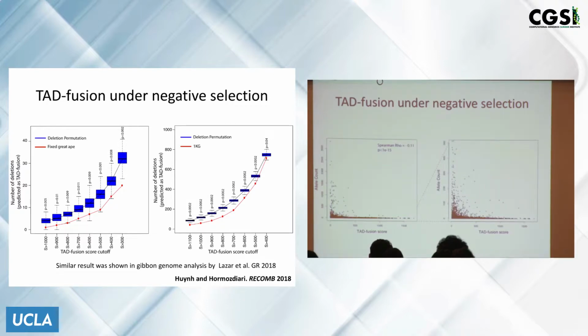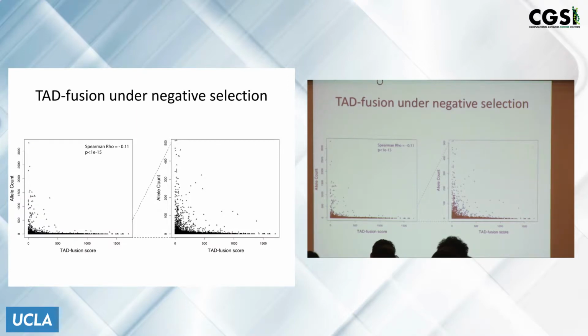We looked at it in a different way too. We looked at the allele frequency, because in the 1KG data we have the allele frequency for all the deletions. We wanted to see how the allele frequency compares against the score. So the x-axis is the TAD fusion score, and the y-axis is allele frequency. As you can see, if the deletions have a higher TAD fusion score, they tend to have lower allele frequency. This is another indication that if you have a very bad deletion with a very high TAD fusion score, it doesn't tend to become fixed. So this is also an indication that these deletions are potentially selected against.